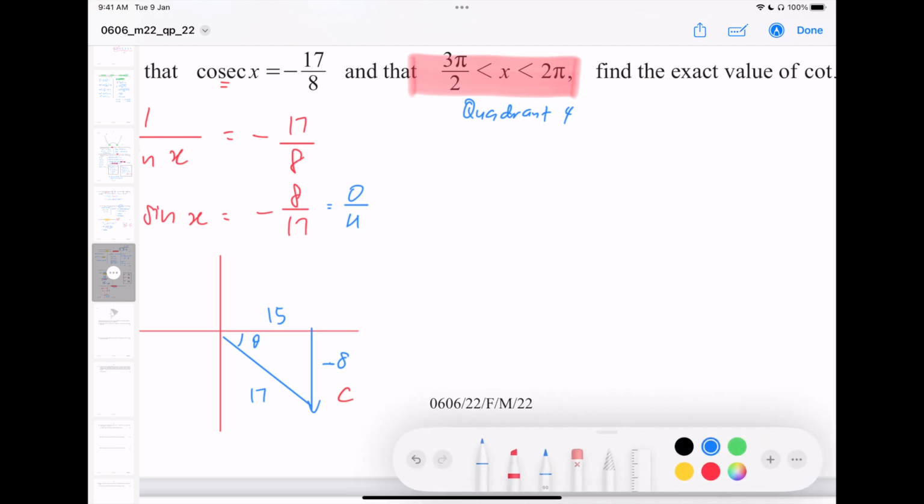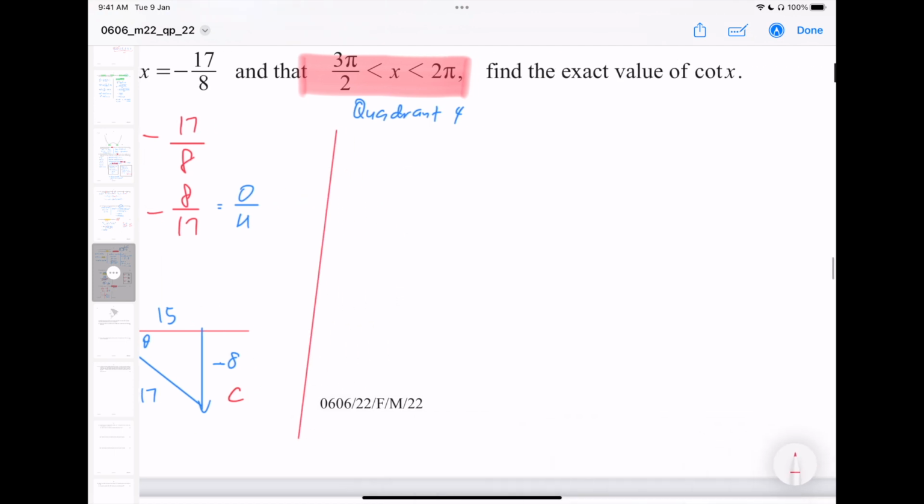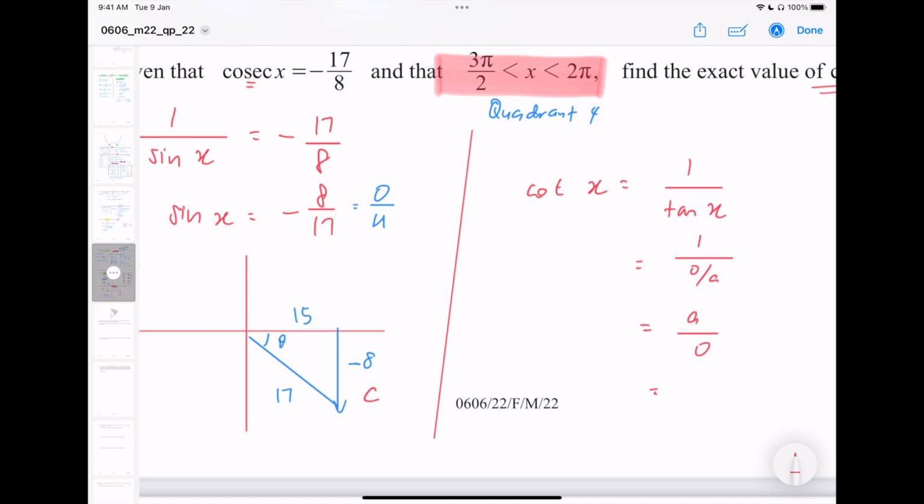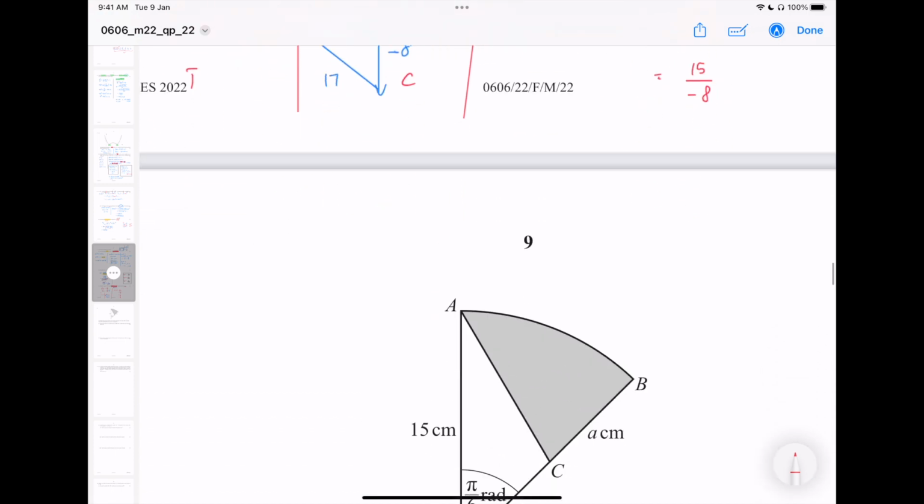Okay, all right. Now, they want us to find the value of cotangent x. Cotangent x is just 1 over tangent x, which is 1 over opposite over adjacent, which is adjacent over opposite. Hopefully you remember those formulas from basic maths and extended maths. Adjacent is 15, opposite is minus 8. So that is going to be your answer. You're going to have negative 15 over 8. Yeah, that's the exact value. Okay, let's keep going.